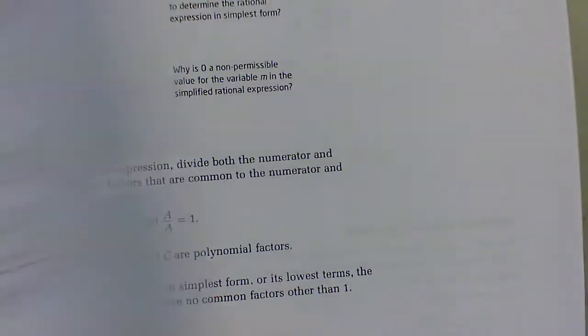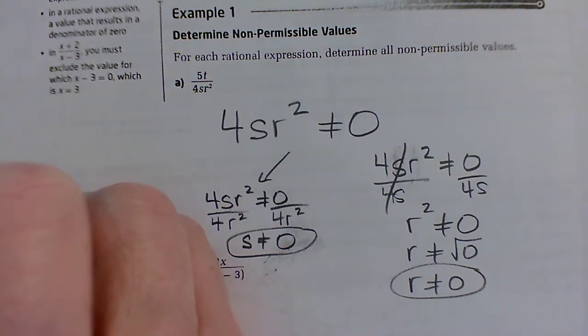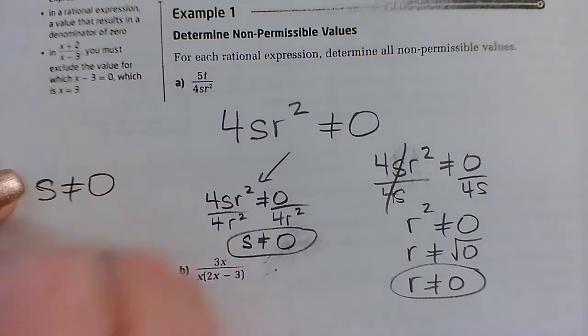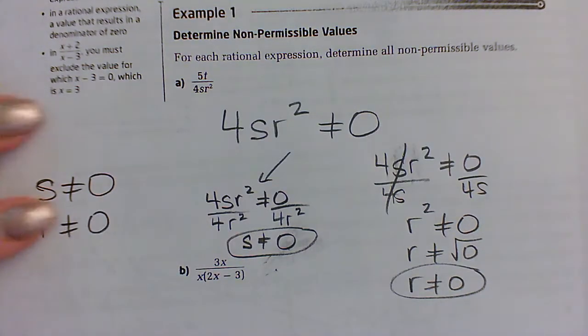All right, let's try the next one. So our final answer we would write: S cannot equal 0 and R cannot equal 0. And we would write it off to the end.